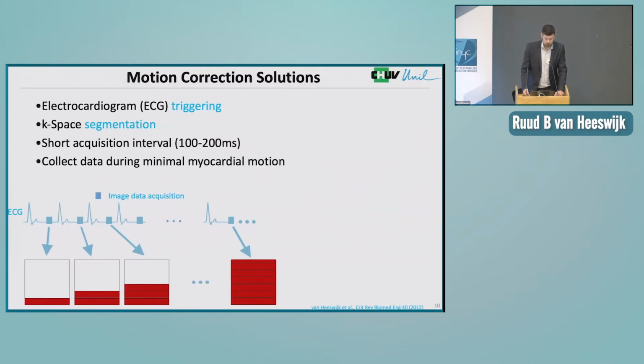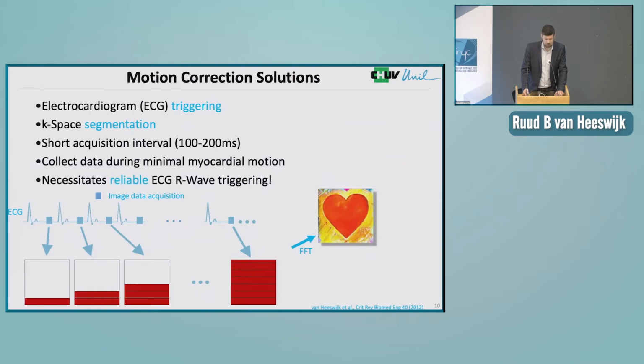And that is, of course, during minimal myocardial motion, either in the end-systole or in the mid-diastole. And after you get the complete k-space, you Fourier transform it, and ta-da, you get your picture out. But this, of course, necessitates reliable ECG signals.